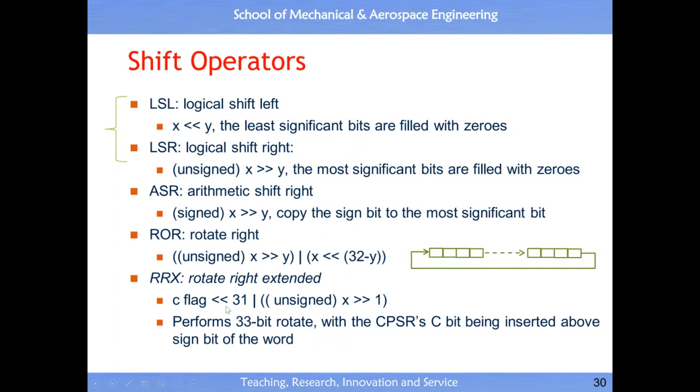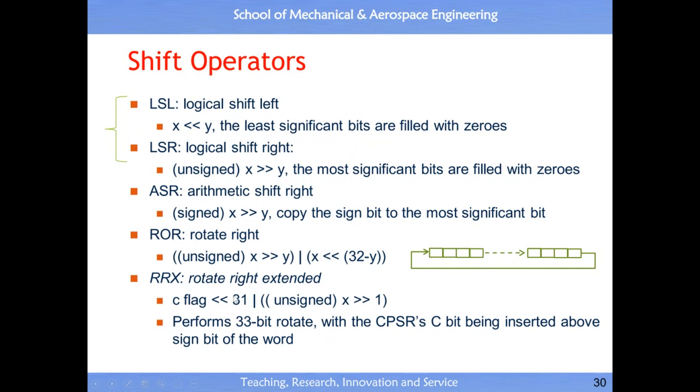For this case, we involve the carry bit inside the clockwise rotation. This instruction considers the C flag as bit 32. So then we have a total of 33 bits. With these 33 bits, we undertake a clockwise rotation. So this means what? We have a single carry bit.